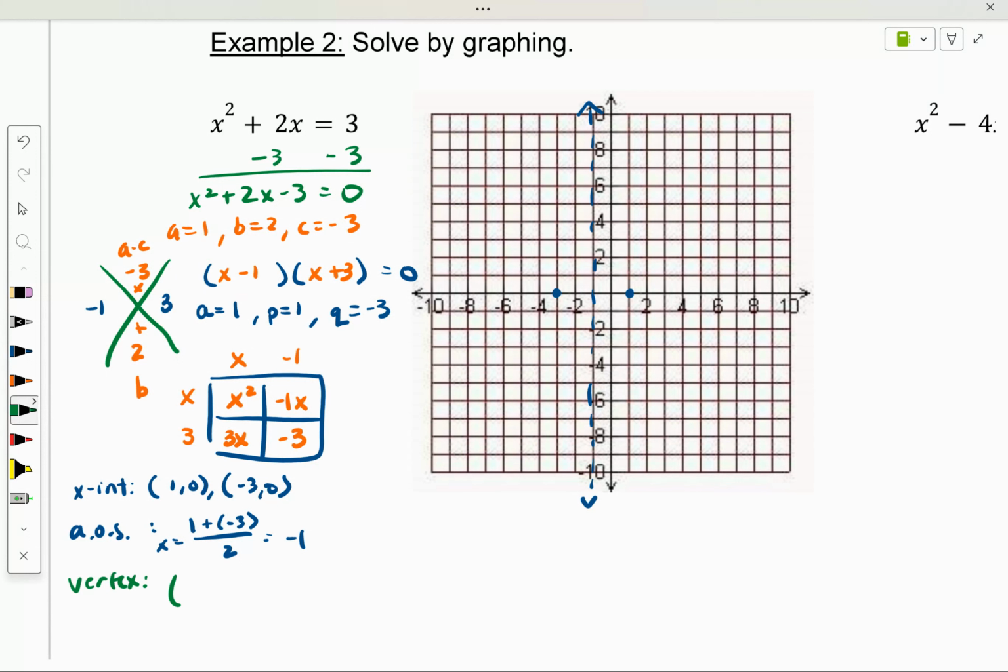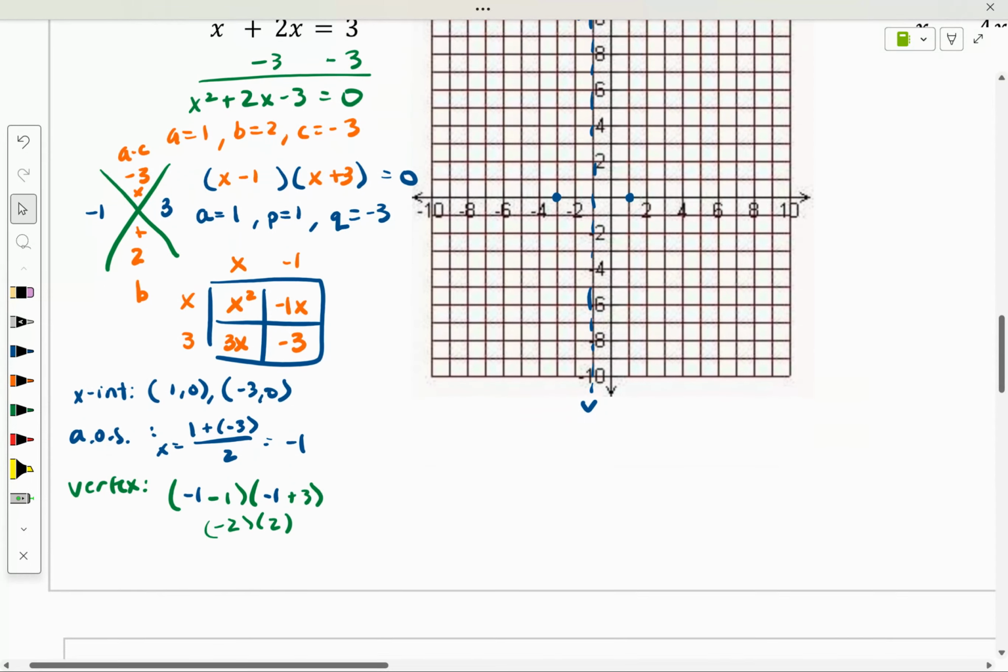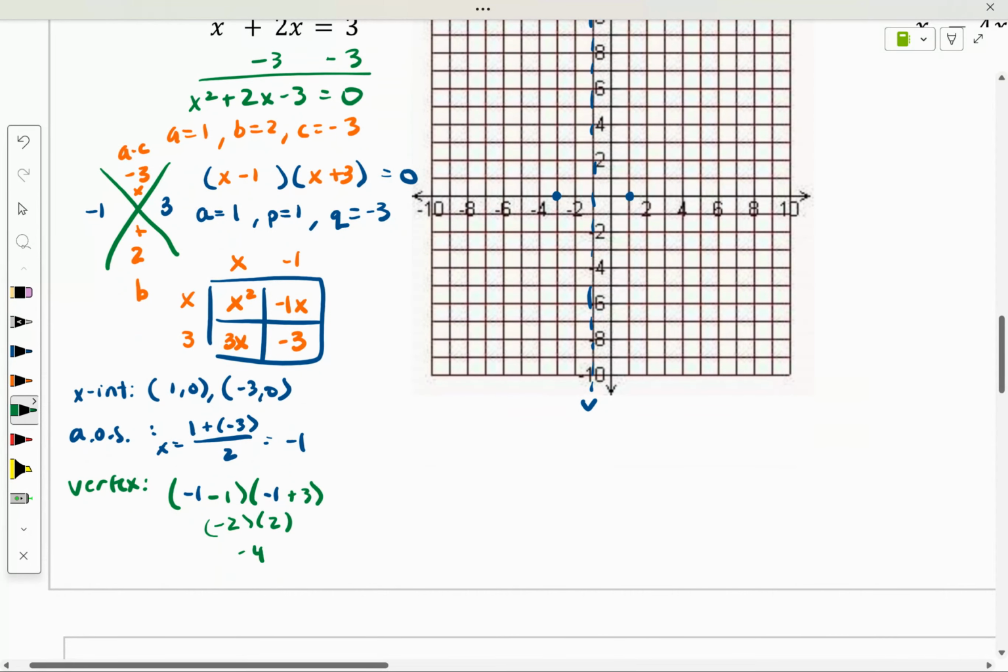So it'll be negative 1 minus 1, negative 1 plus 3. So what we get is negative 2 times positive 2, and so that's negative 4 here. So our vertex is negative 1, negative 4. So this point right here.